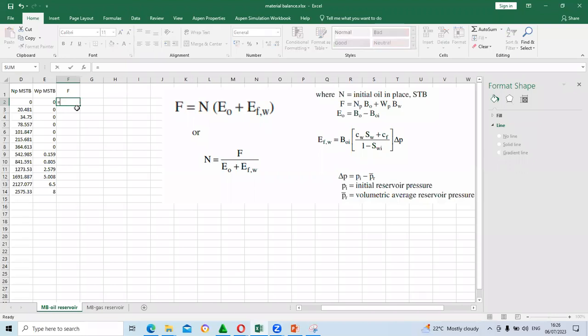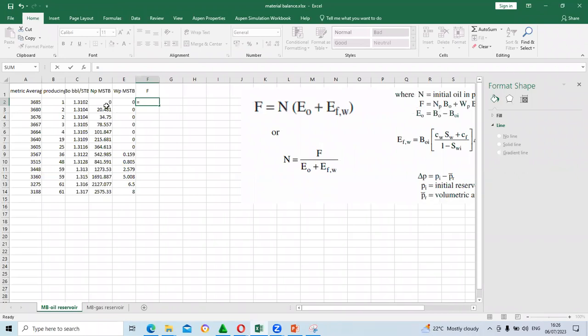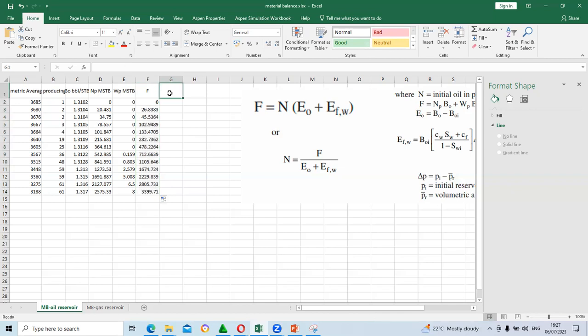So our F is, we'll put equal to, we have NP, which is the oil produced, that is 0, multiplied by the formation volume factor, plus I'll have my water produced multiplied by 1. So it doesn't really change anything that much. All right, so our value of F is 0. Now, voila, we drag it down and it calculates the other values of F. The next one now is EO. We calculate our EO.